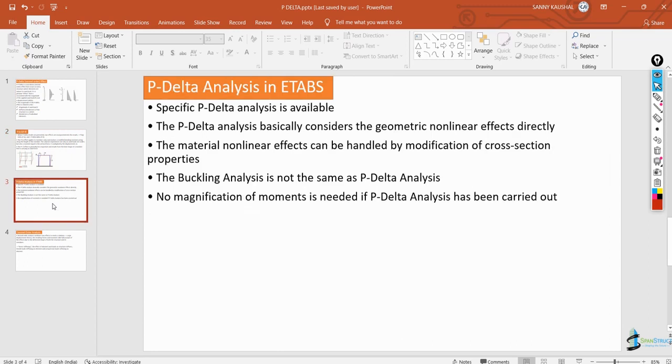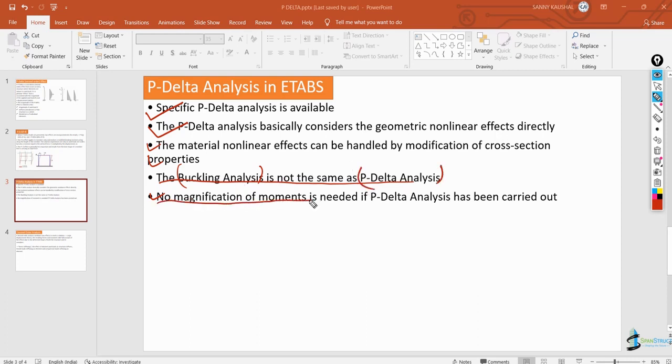Now come to another slide of this PPT. This slide tells you about P delta analysis in depth. The P delta analysis is basically considering a geometrical nonlinearity effect directly. These are all things I already told you; some are left to be told, like that buckling analysis is not a P delta. When I explain the buckling analysis, I will explain the difference between what actually the buckling analysis is and what actually the P delta is.